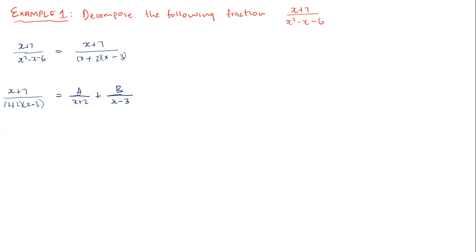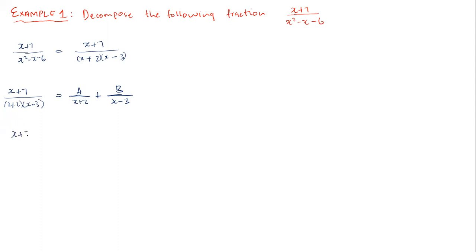But this is not the final answer because our decomposition is in the form of constants, and these constants are unknown. We need to solve for A and B and rewrite this expression once more with known values of A and B. But the question is, how are we going to determine the value of A and B? This is how we're going to determine them. We're going to work with this equation now. On this side of the equation, I'm going to have to combine these two fractions, but I'm just going to write this side as it is.